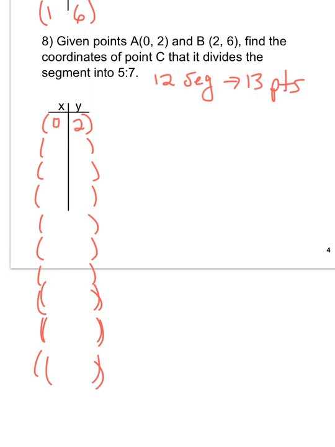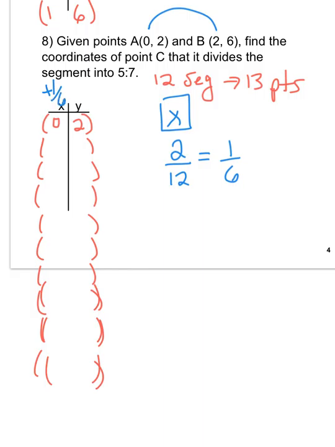We're going to find the difference here. 2 minus 0 is 2 for the x's. Let's figure the x's out. The distance or difference of 2 divided by 12 equal segments, which will equal 1/6. And I see that we're going from 0 to 2, so we're increasing. That means we're going to be adding 1/6 to each x. Don't worry about it. We have a calculator that can do that for us.